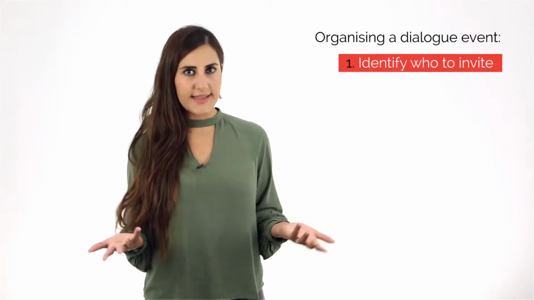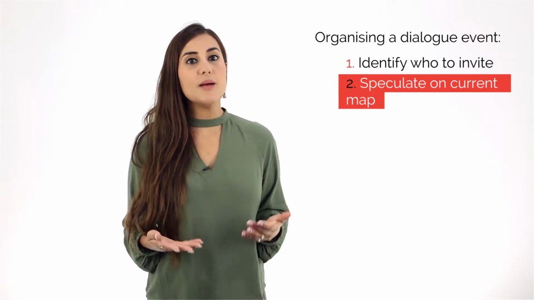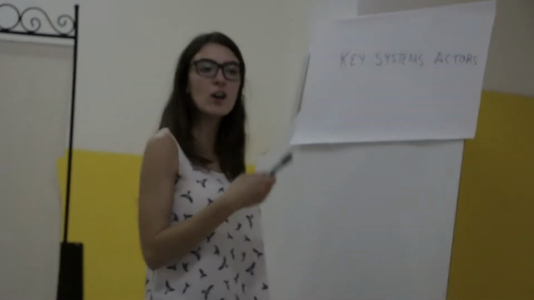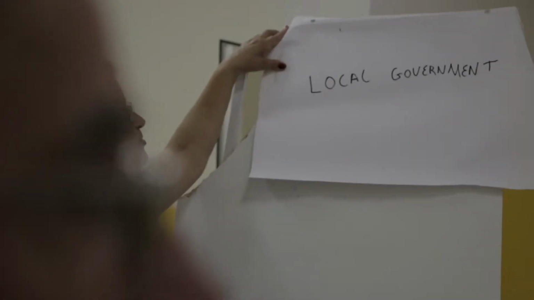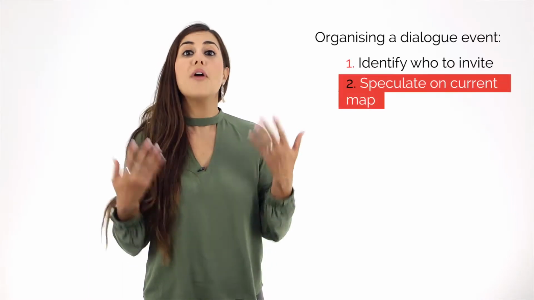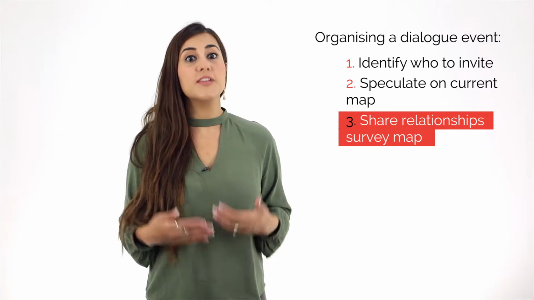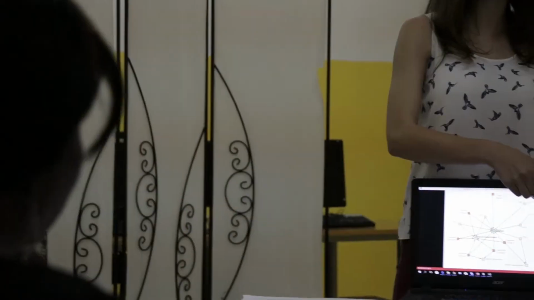Okay, so what now? You've got everyone in the same room, so next comes the really exciting part. Now it's time to ask them to speculate on what the current system map looks like. Who are the key players? How are the different actors connected? Now that participants have discussed their perceptions of how the current system is structured, show them the map that you've generated using the relationship survey. Have them take a look.